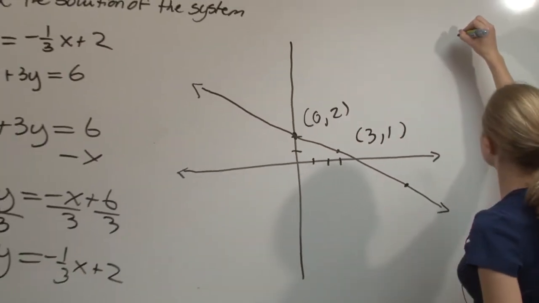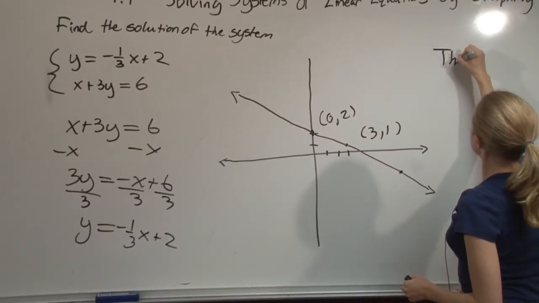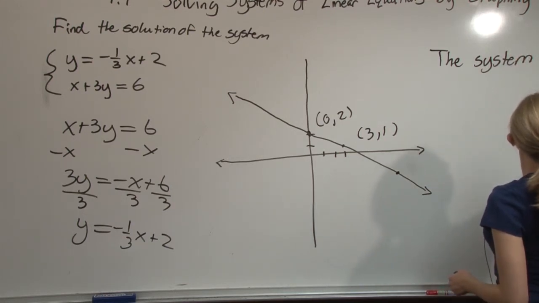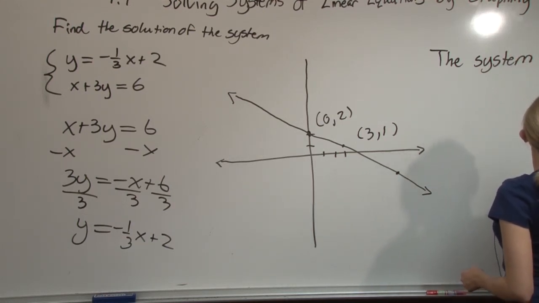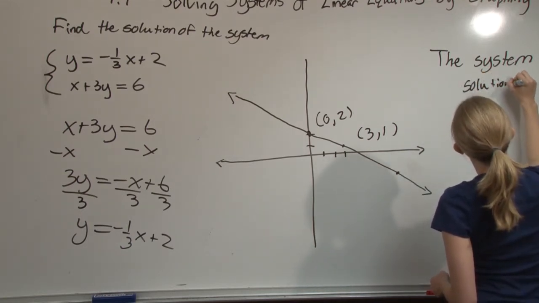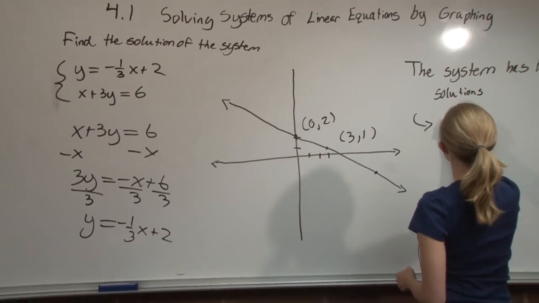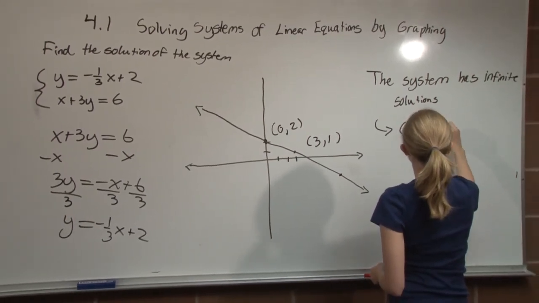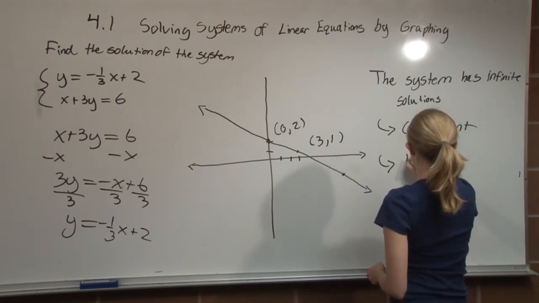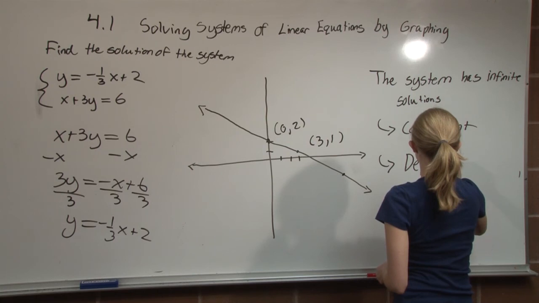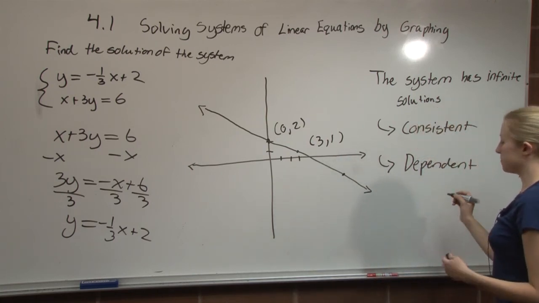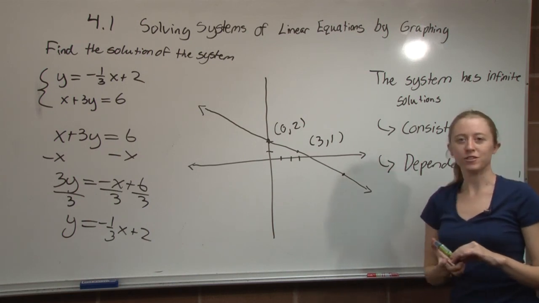So what we would say in this case is the system has infinite solutions. So it is consistent because it fits the requirement of having at least one solution, and it is dependent. The equations are dependent because they are the same. And that's all for section 4.1.